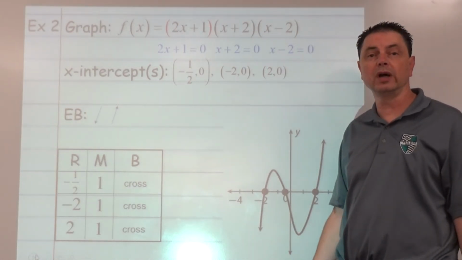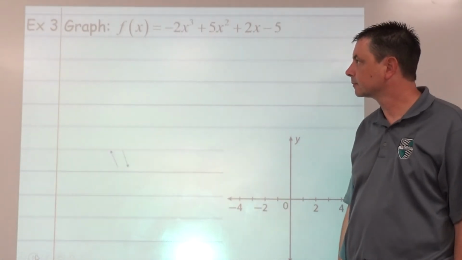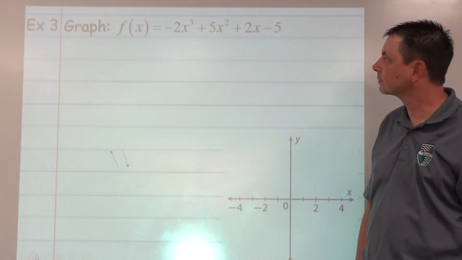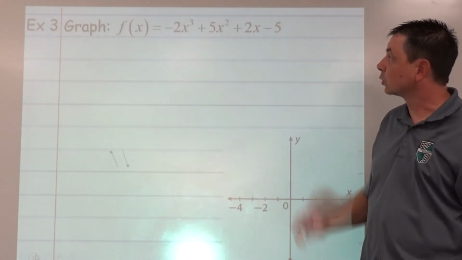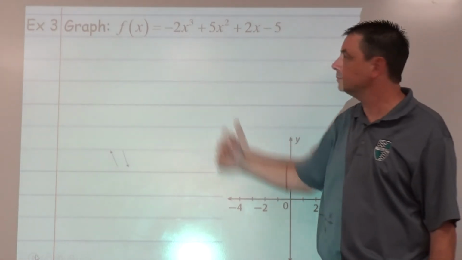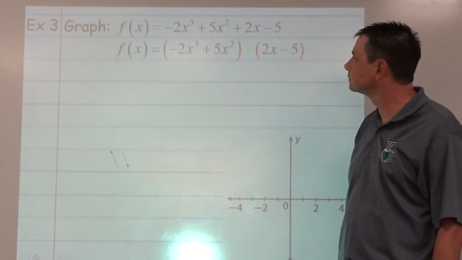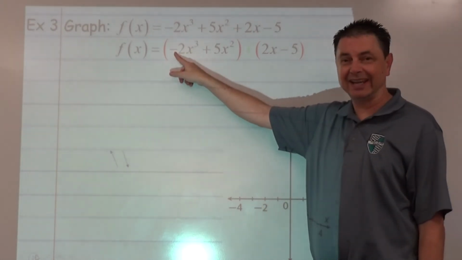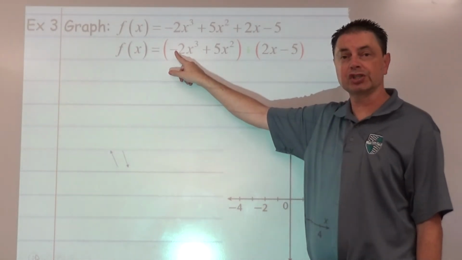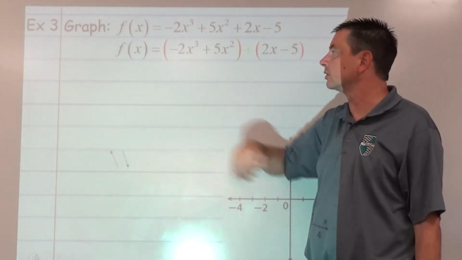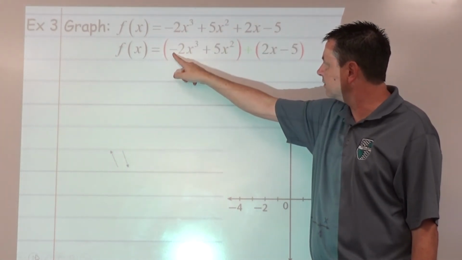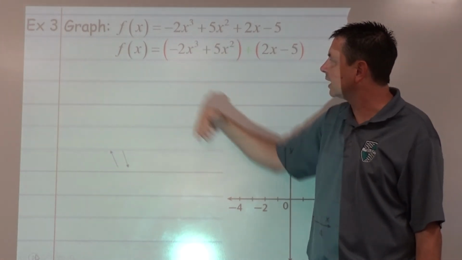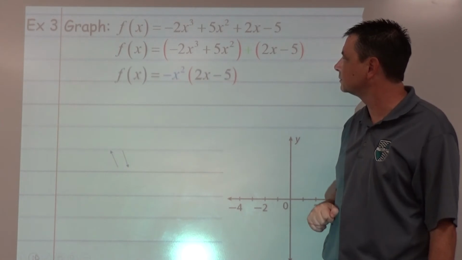Let's take a look at one more. Example number 3. So we're going to group them as we factor. Anytime that we have a negative in the first term, that negative needs to be factored out. So we've got a negative, nothing here, we've got x squared. So we're going to factor out negative x squared.